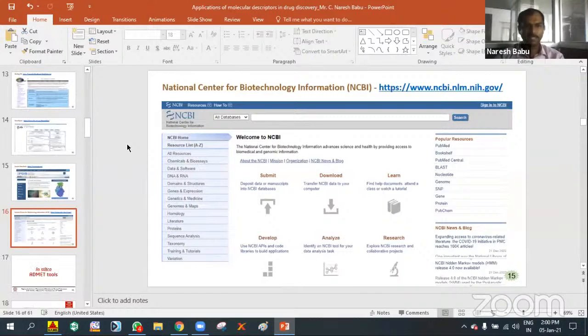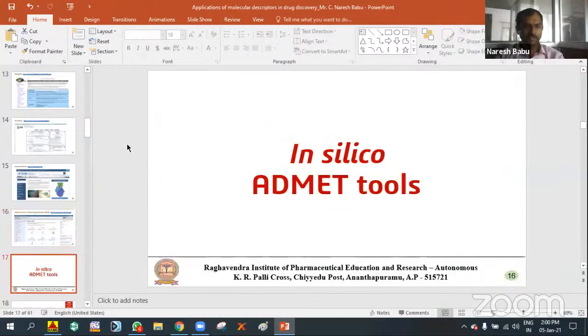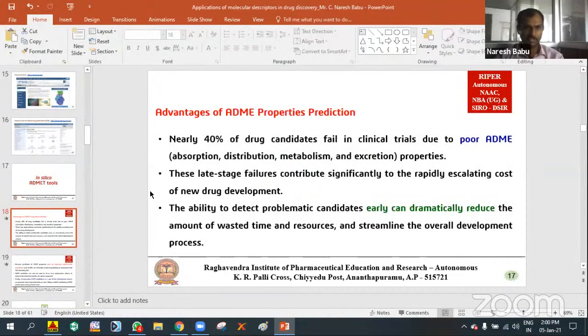And NCBI, that is National Center for Biotechnology Information. It also provides the complete information about the proteins, not the drugs. So these are the different chemical databases which are useful to find out the different physicochemical properties of compounds, which are useful in drug discovery studies.